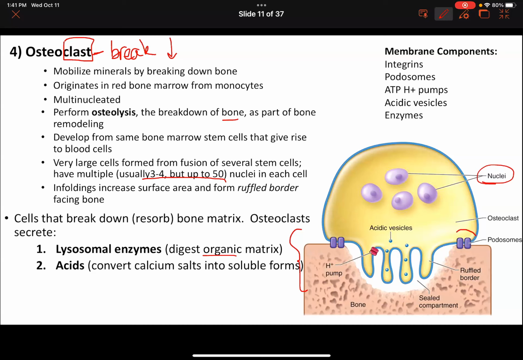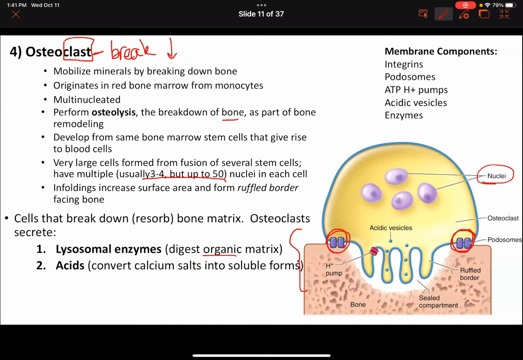Podosomes are special attachments that osteoclasts have and form to basically seal off a region of the bone. And so when it seals it off, anything that gets broken down as a result of these secretions by the osteoclast will not escape. They'll stay here in this region that the osteoclast has basically sealed off.